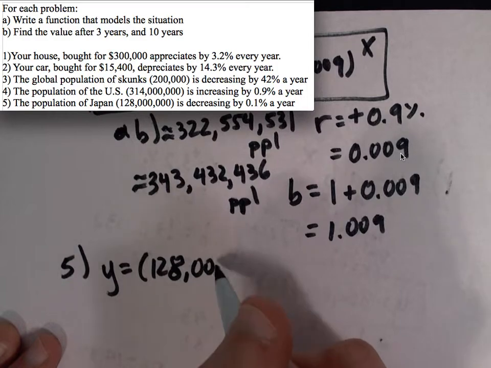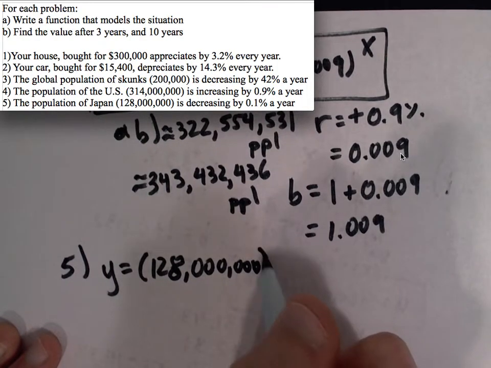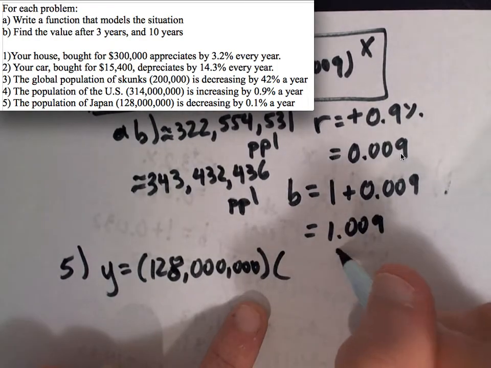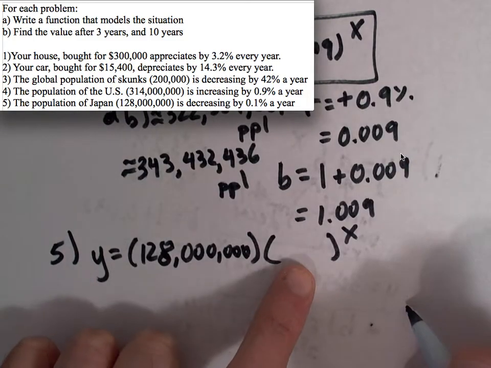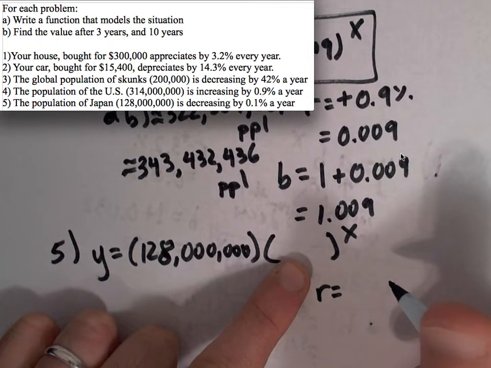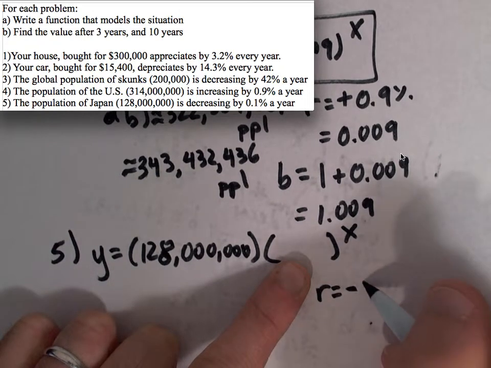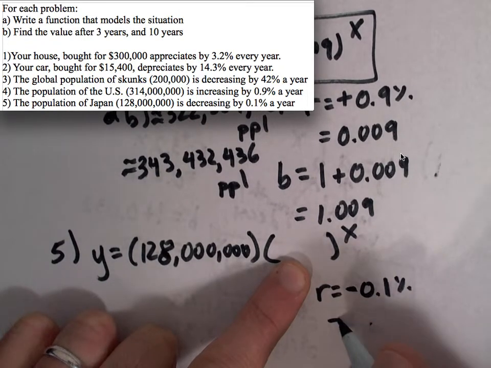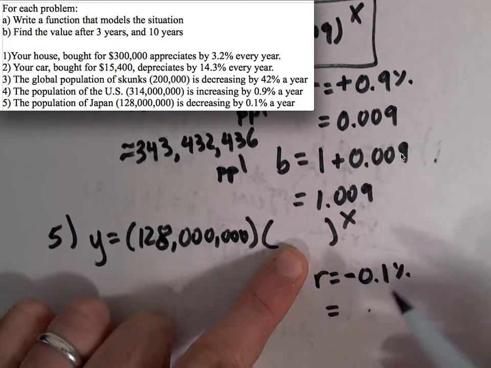128, why do I keep saying that? 128 million. Silly me. All right, it's decreasing. So population problem right there. By 0.1%. It's decreasing by 0.1%. Let's convert this to a decimal, move it over 1 and 2, so minus 0.001.